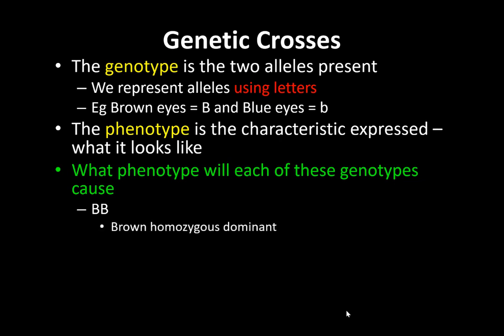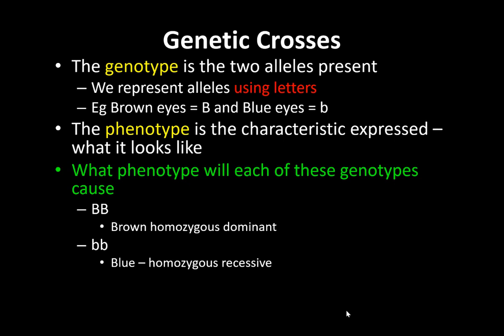And we would then call this genotype the homozygous dominant. That's because homozygous means the alleles are the same, and dominant because they're two of the same dominant allele, causing brown eyes. Then we have small b, small b. So this is blue eyes, but this time we call this genotype homozygous recessive.